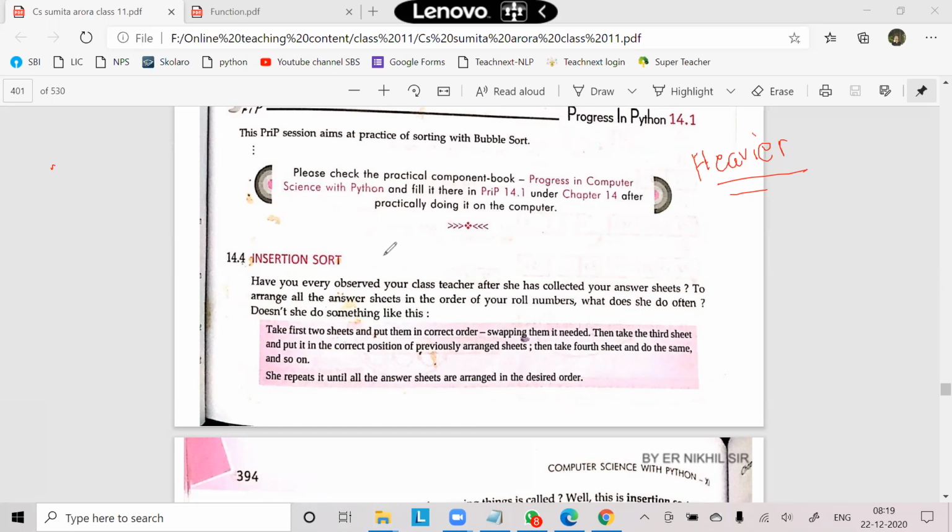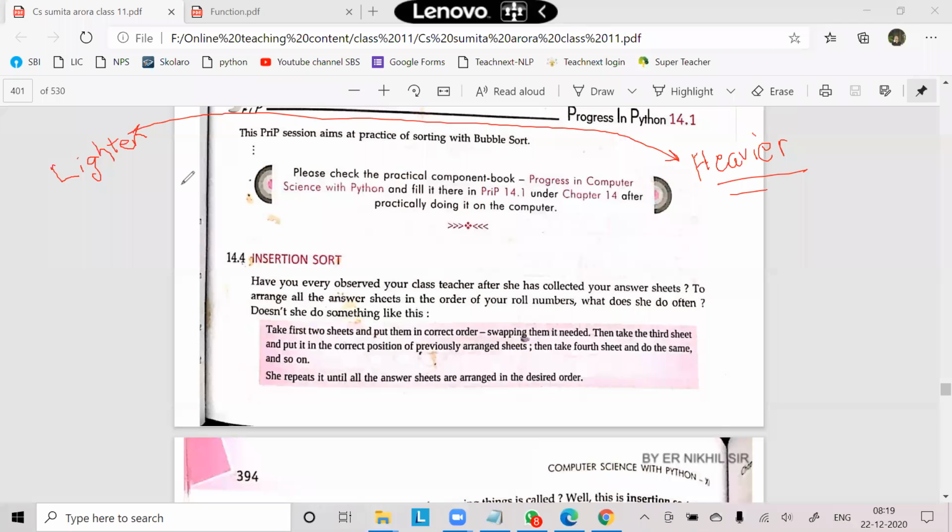Sir, lighter element. Absolutely right. Here it is finding out the lighter element. See, the smaller one is going to the left side. So these are the two ways of arranging the elements, one by finding the heavier element and making it go to the right, another by looking at the lighter element and shifting it to the left, and the ultimate result will be the same. We are going to get a sorted array.